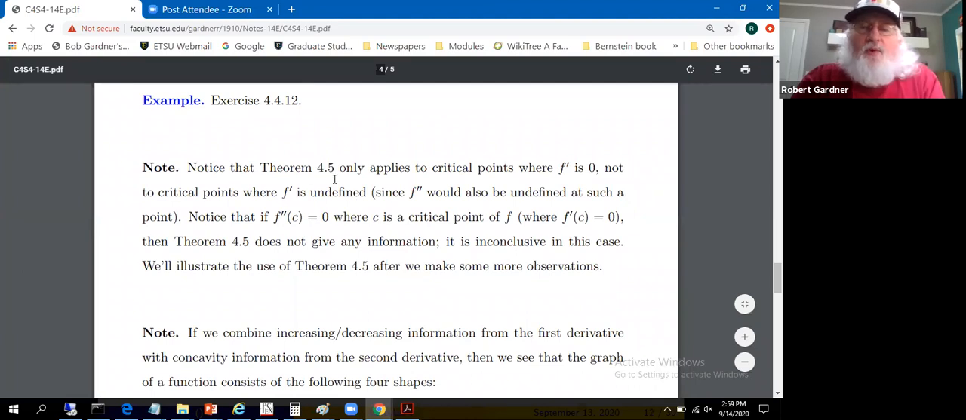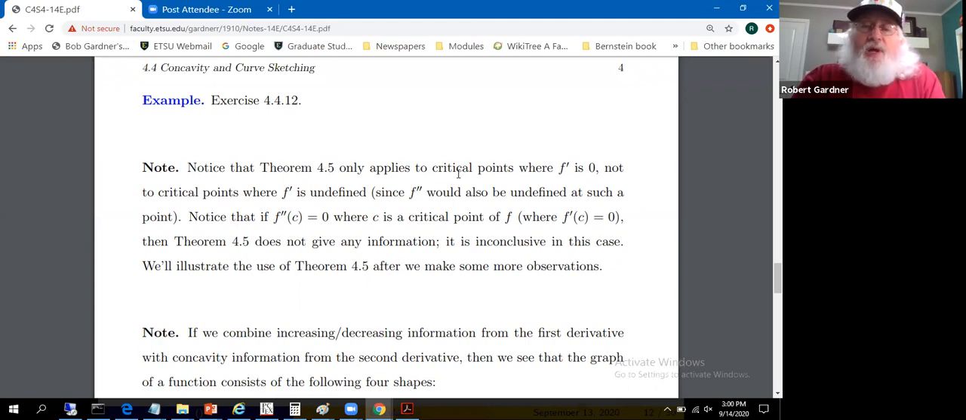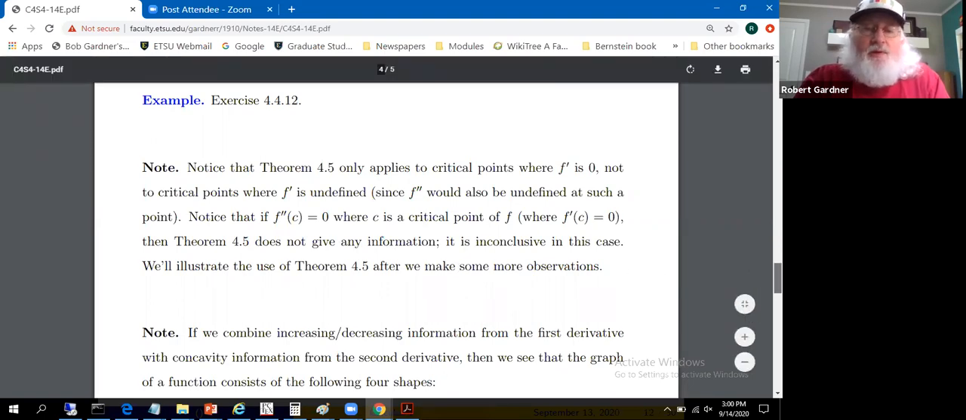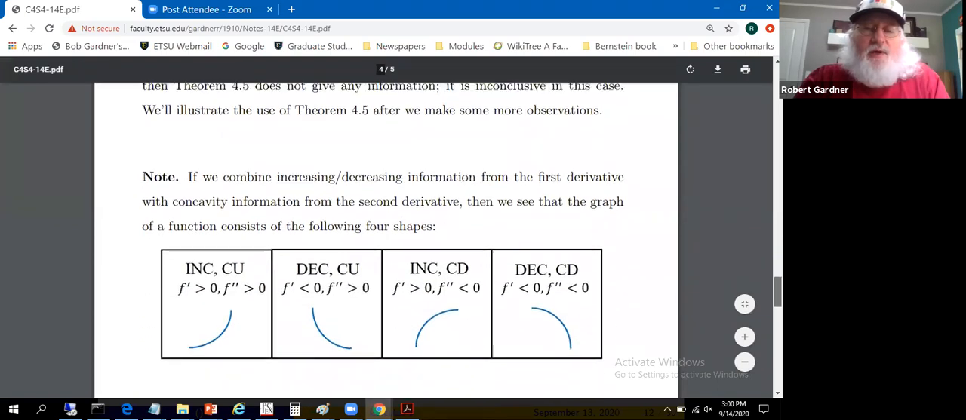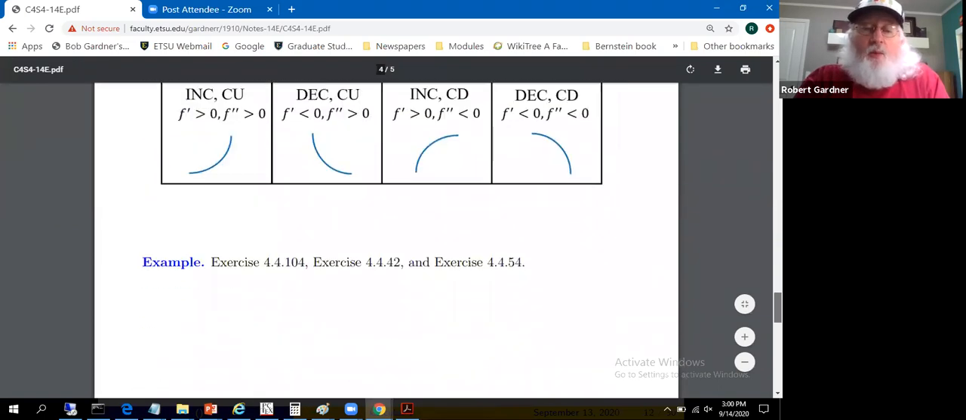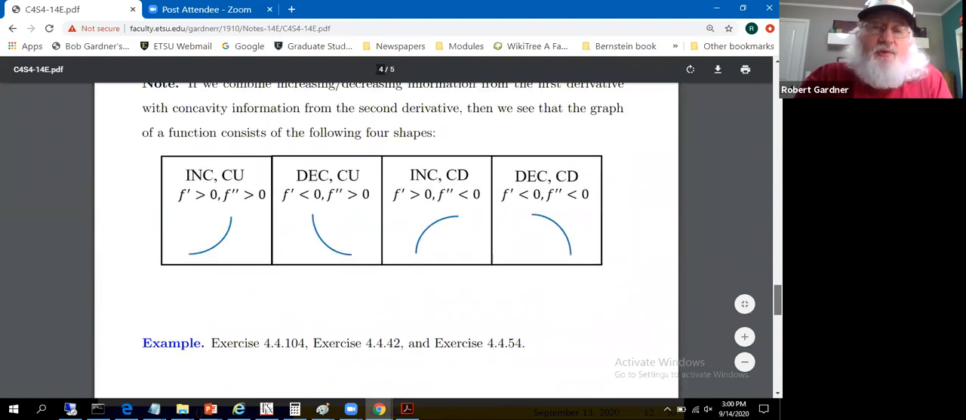Comment, Theorem 4.5, this idea about maxes and mins based on concavity only applies to critical points where the derivative is 0. It doesn't apply to critical points where the derivative is undefined. If the derivative is undefined, the second derivative will certainly be undefined. We've got problems where it's inconclusive. That was part 3. Let's illustrate this in all its glory after making one more observation. Then we'll go through several examples.